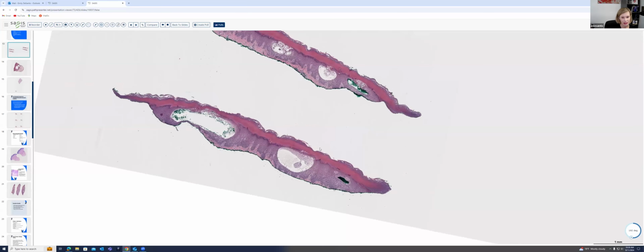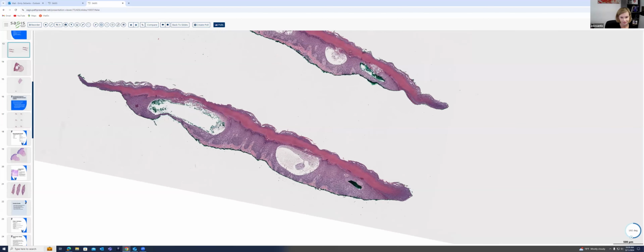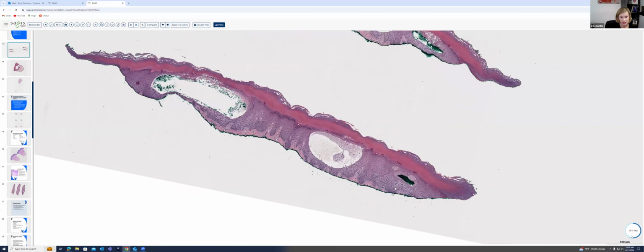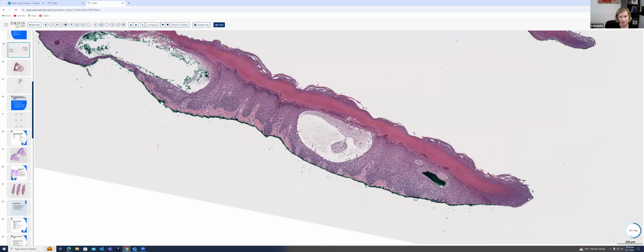What we can appreciate in this shave biopsy are these very large macrovesicles. And we also see this thickened stratum corneum with a stratum lucidum, so we know that we are dealing with an acral site. So while this is a thickened stratum corneum, it doesn't demonstrate any parakeratosis that would suggest a more chronic process. So this is acute spongiotic dermatitis.